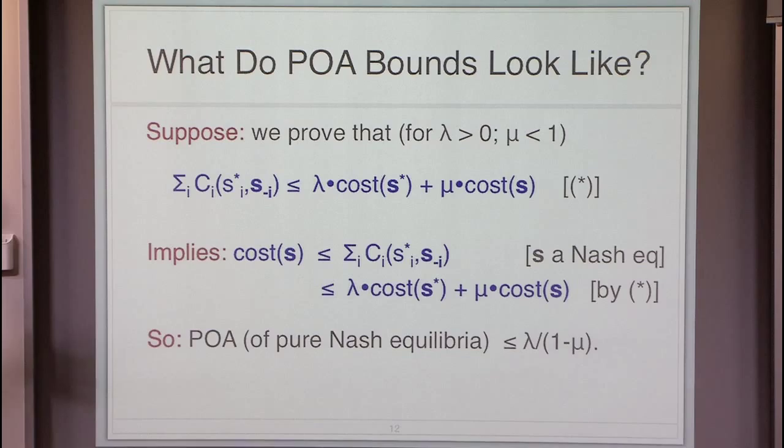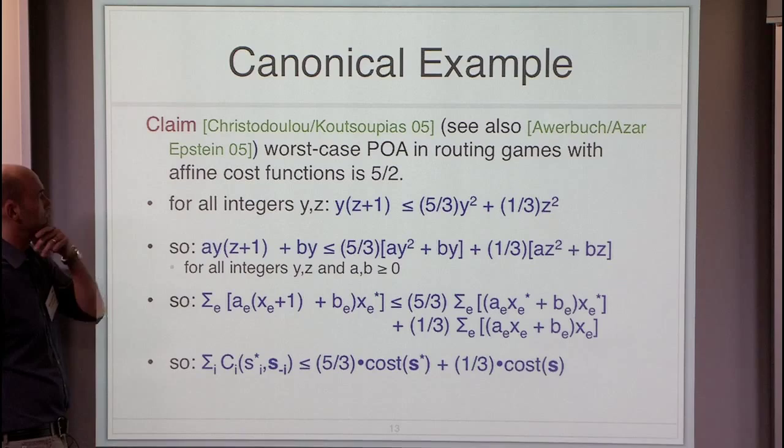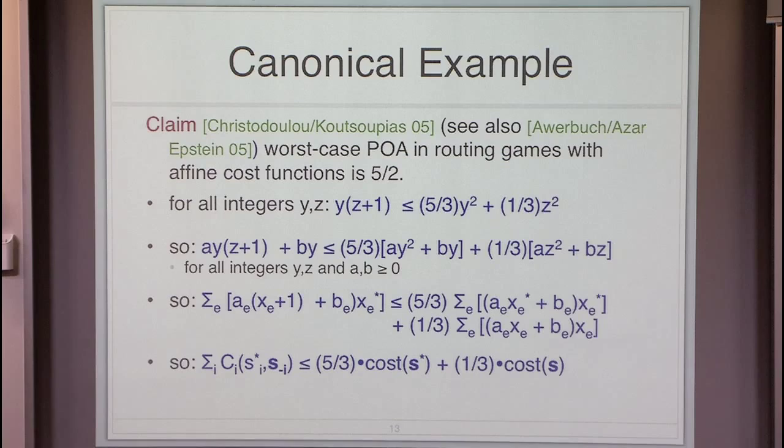And this is not something I want you to understand in detail at all. This is due to Christodoulou and Koutsoupias. And what it proves is that the price of anarchy in those routing games can be 2.5, it can't be any higher than 2.5. Okay? And that bound is tight. It's known to be tight. So let's start at the bottom.